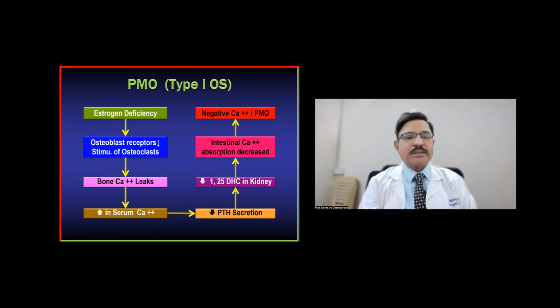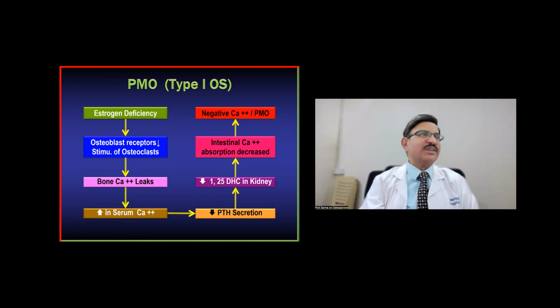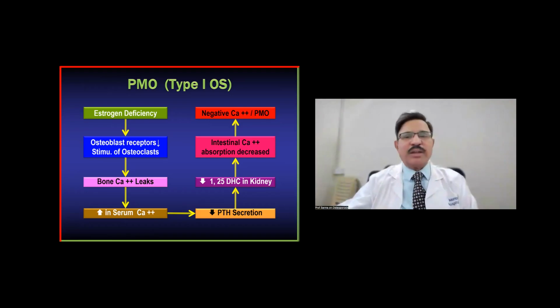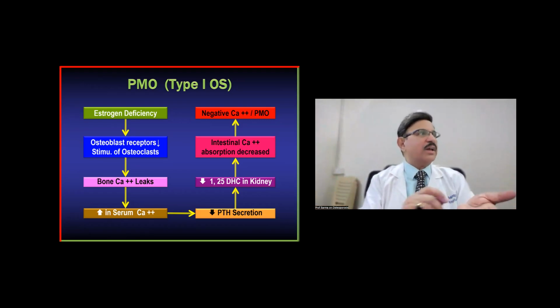And then this excess calcium suppresses the parathyroid secretion. When the calcium is low, parathyroid appears; when the calcium is high, parathyroid is suppressed. Parathyroid is required for the 1-alpha hydroxylation of vitamin D in the kidney, and that is not taking place. So the kidney is not doing vitamin D conversion properly, the active metabolite is not formed, intestinal calcium absorption is decreased, and negative calcium balance occurs.